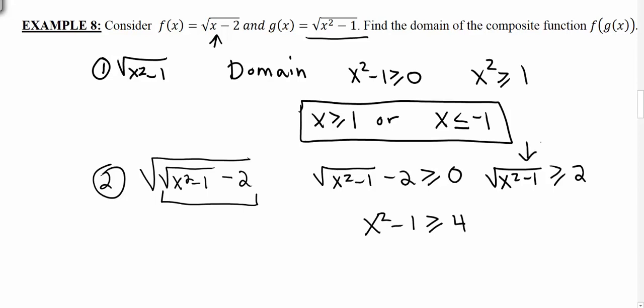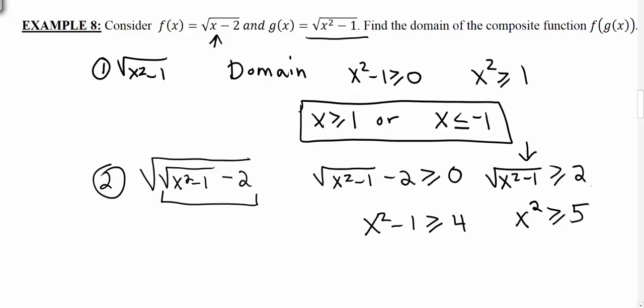On the left-hand side, when you square a square root, that goes away. And on the right-hand side, 2 squared is going to give you 4. Again, I can square both sides because I'm dealing strictly with positive quantities. This doesn't work the same way with negative numbers. So here, I'm going to add 1 over to the other side, and I get x squared is greater than or equal to 5.